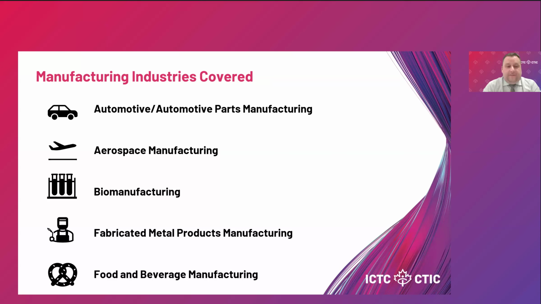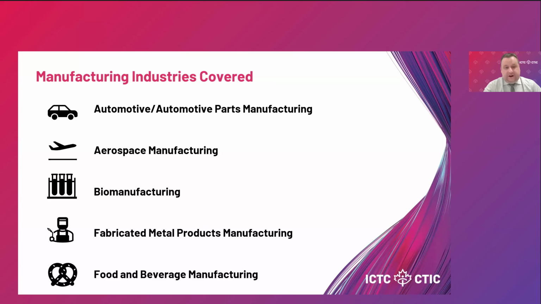Okay, and the 5 industries we covered in this roadmap series were automotive and automotive parts manufacturing, aerospace manufacturing, biomanufacturing, fabricated metal products manufacturing, so think things like machine shops and metal fab facilities, as well as food and beverage. We chose these industries due to their prominence in the Canadian economy, as well as their current and potential for further digital transformation and further digitization.